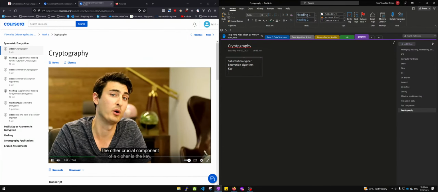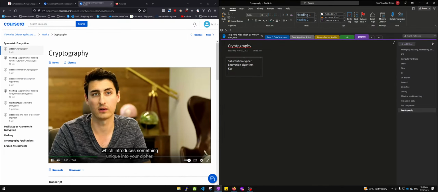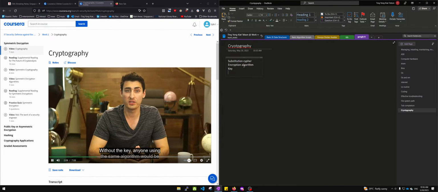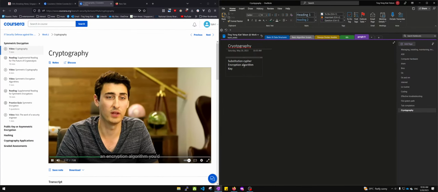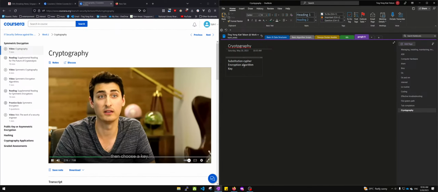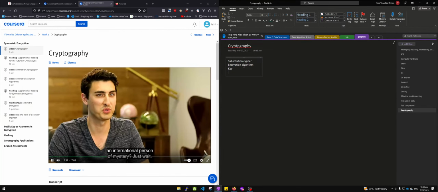The other crucial component of a cipher is the key, which introduces something unique into your cipher. Without the key, anyone using the same algorithm would be able to decode your message, and you wouldn't actually have any secrecy. So to recap, first, you pick an encryption algorithm you'd like to use to encode your message. Then, choose a key. Now you have a cipher which you can run your plaintext message through and get an encrypted ciphertext out, ready to be sent out into the world, safe and secure from prying eyes. Doesn't this make you feel like an international person of mystery?